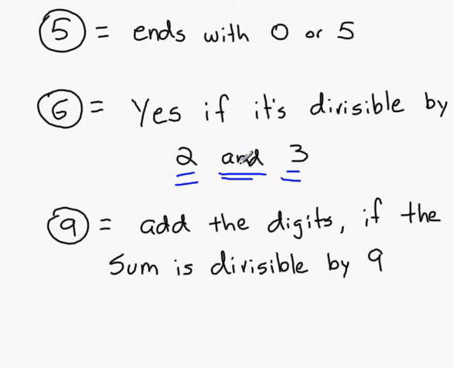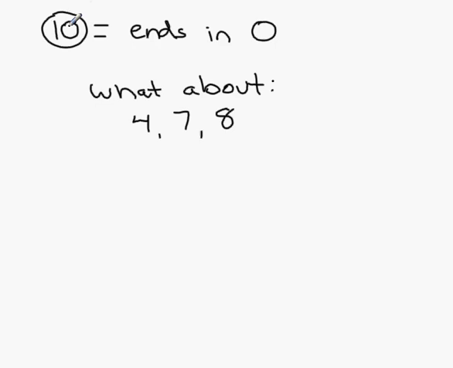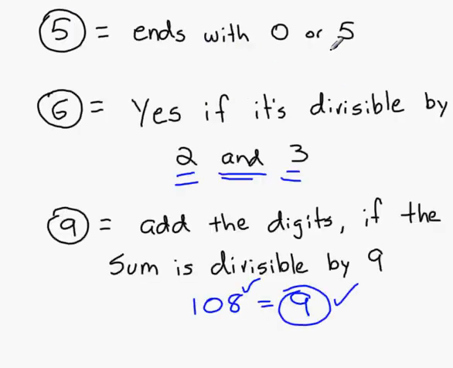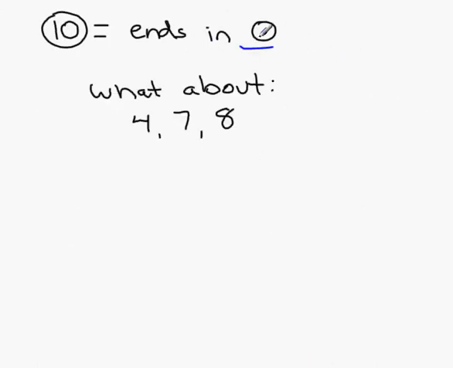A number is divisible by 9 along the same lines as the 3. If you add up the digits, if the sum is divisible by 9, then the whole number is too. For example, 108, you add them up. 1 plus 0 plus 8 equals 9. 9 is divisible by 9, therefore 108 is divisible by 9. A number is divisible by 10 if it ends in 0. Now that's pretty close to our divisible by 5, along the same line, but this is only if it ends in 0. You might be wondering, well, what about 4, 7, and 8?